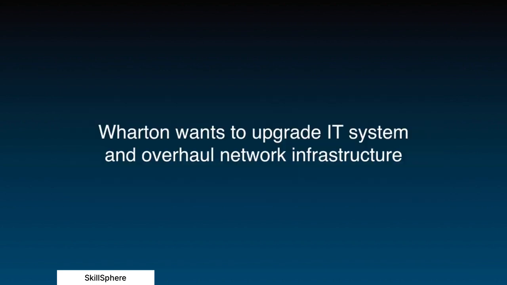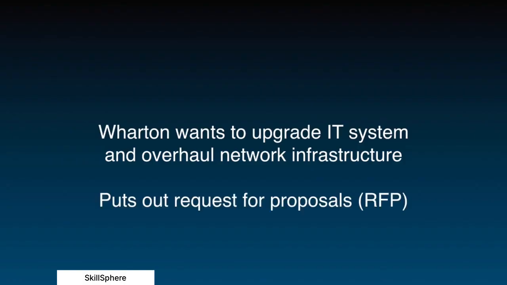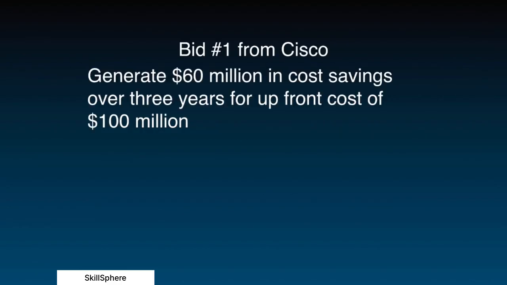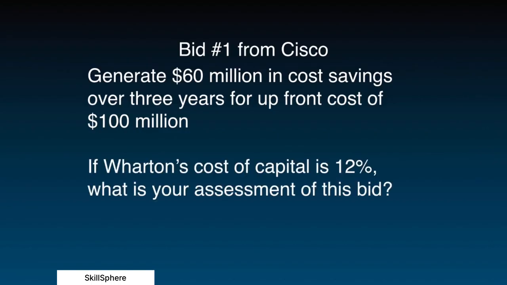And here's where I want to work in the context of a specific example. Imagine Wharton wants to upgrade its IT system and overhaul its network infrastructure. So it puts out a request for proposals, an RFP, and in comes a bid from Cisco. And the Cisco bid, we evaluate to generate $60 million in cost savings over 3 years for an upfront cost to Wharton of $100 million. Now, if Wharton's cost of capital is 12%, what is our assessment of this bid?